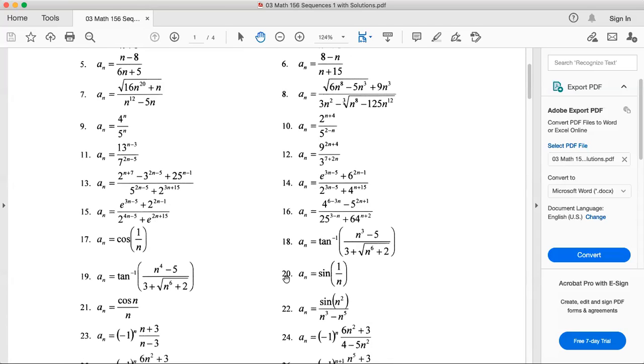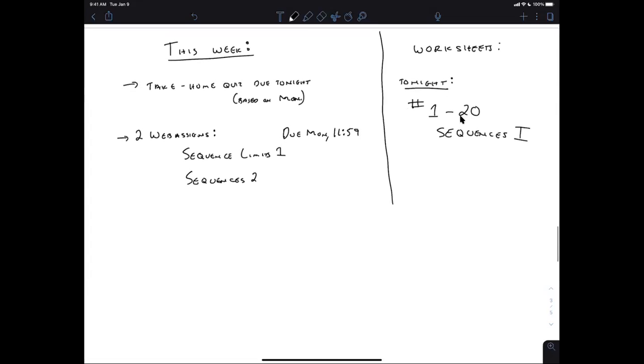You have the answers. I'm not collecting it, and so completely your call, but it'll become clear on the test whether you guys are really staying up on this or not. Just because it builds really fast, as you can tell already. I think it's building pretty quickly. So tonight we really need you to do these. That's more important than the WebAssign.